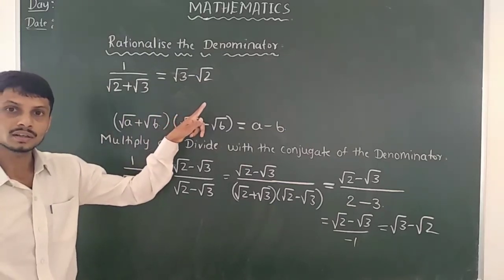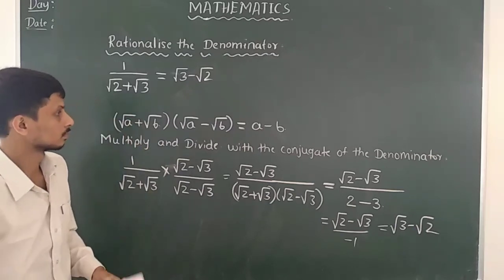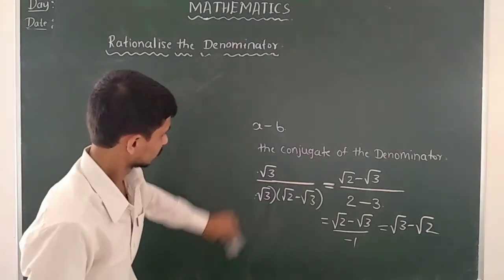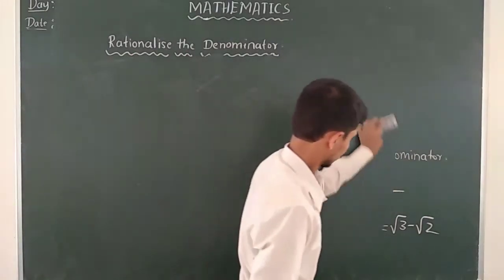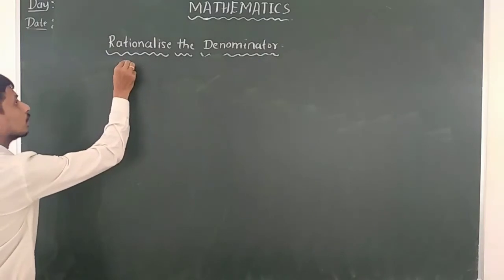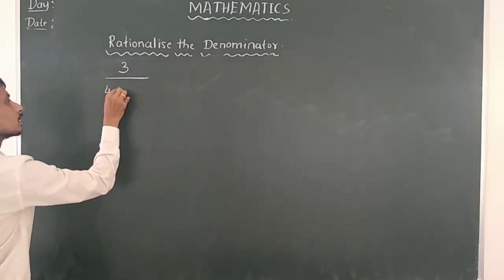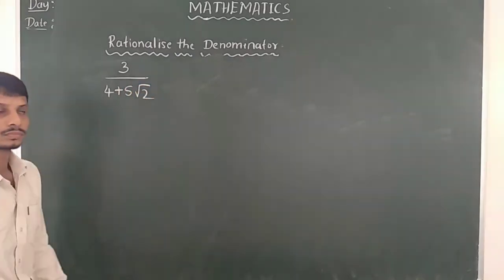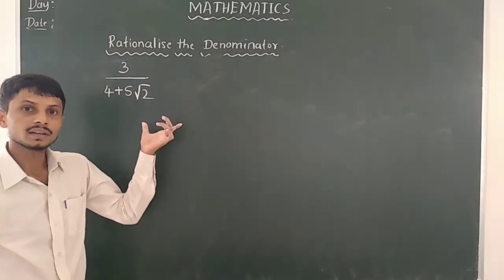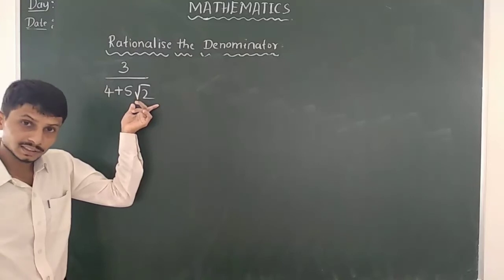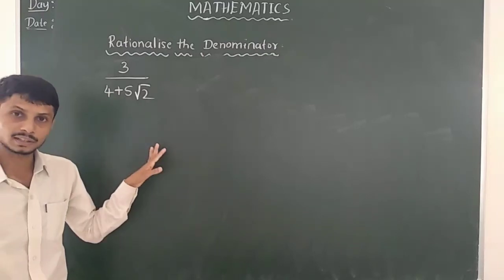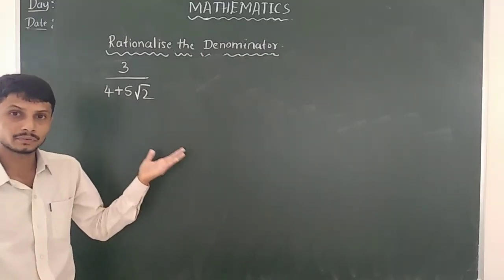So let us move on to the next example. It is 3 divided by 4 plus 5 root 2. Yes, so this is another example. Here the denominator is in the form of an irrational number. Root 2 is an irrational number, but 4 is a rational number. We already learned that. So here also we have to multiply and divide with the conjugate.